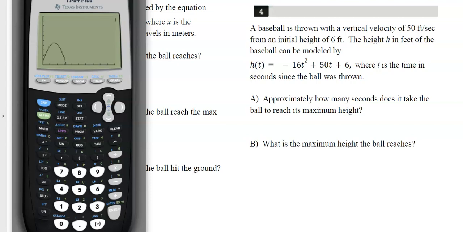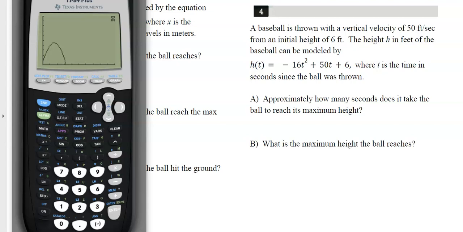Nice little graph. So it looks like it only was in the air a little longer than 3 seconds, and I really didn't get anywhere close to 100 feet. If I wanted to change my window and make it pretty, I could. But if I want to just get the maximum, I think I can do it right now.